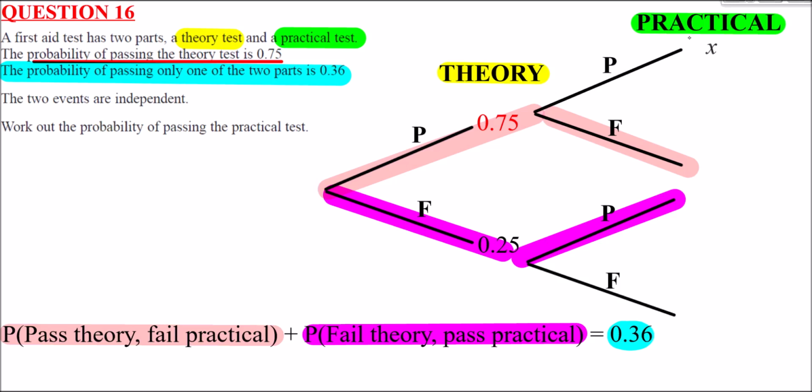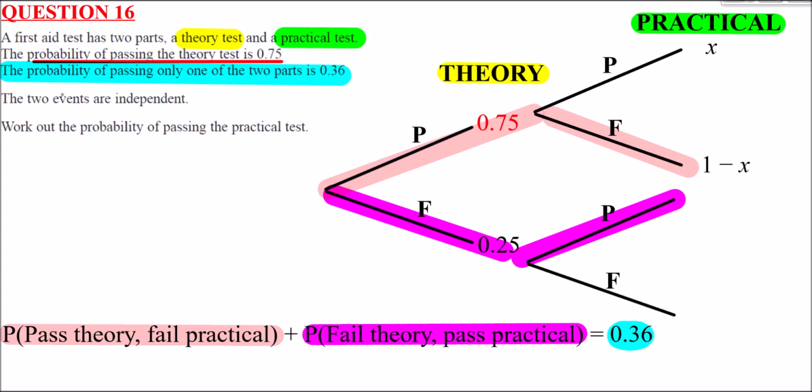So what I'm going to suggest we do is just let's call the probability of passing the practical test little x. Now, like I said before, the sum of all the probabilities of any one event have to add up to 1. So if there's a chance of x of passing the practical, then the chance of failing it must be 1 minus x, in the same way the chance of failing the theory was 1 minus this 0.75. Whatever this value is here, the chance of failing it will be 1 minus that. So in our case, it'll be 1 minus x.